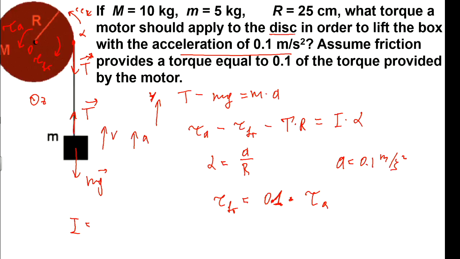For the disk. Lucky us, it doesn't matter if it's C or K. It's still 1/2 times the mass times the radius of the disk squared. That's it. Yes? How did you add the direction of the tension?